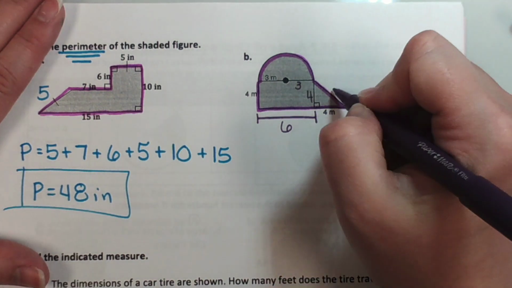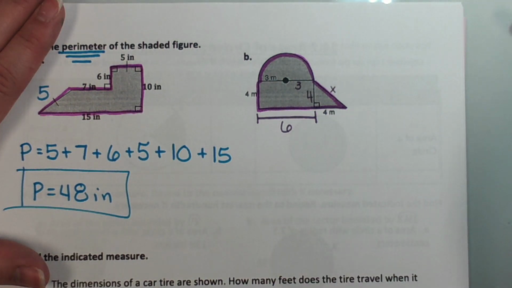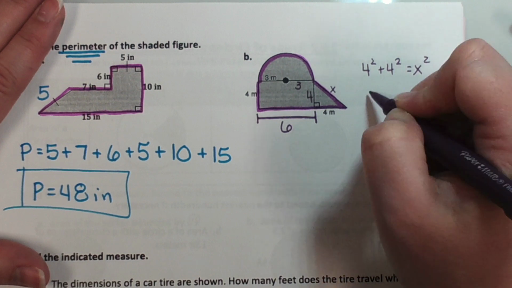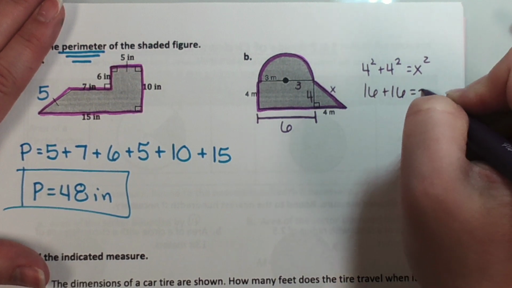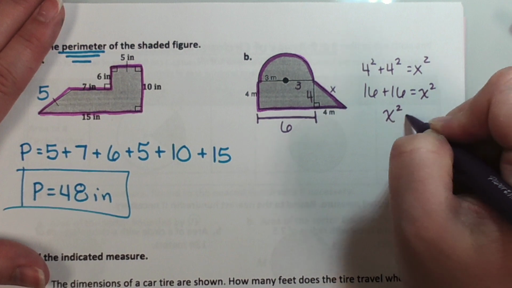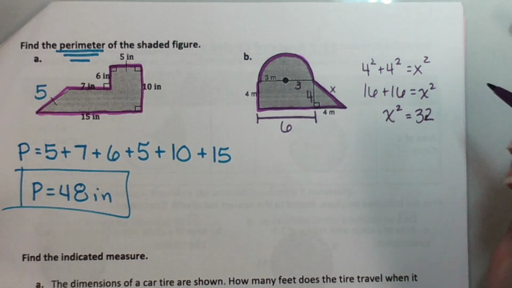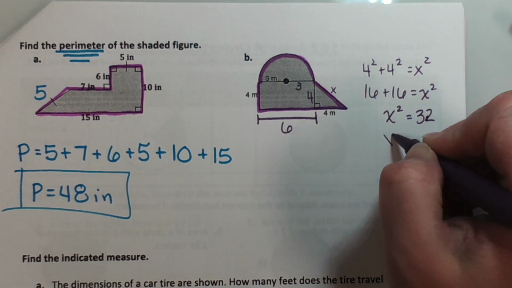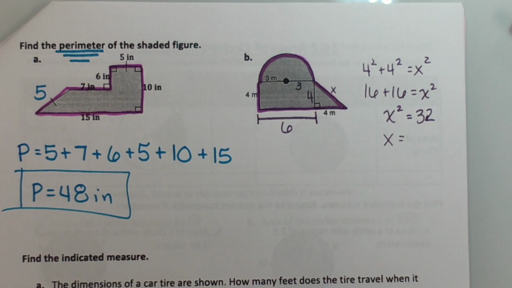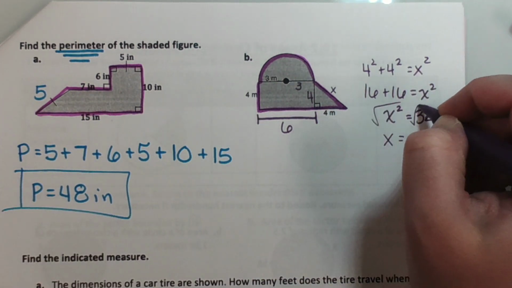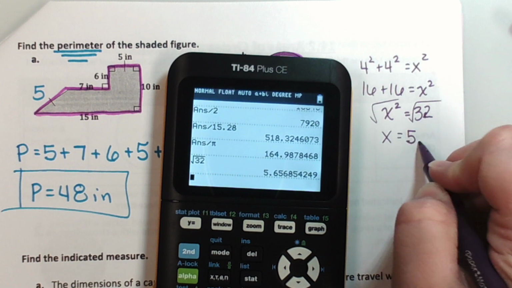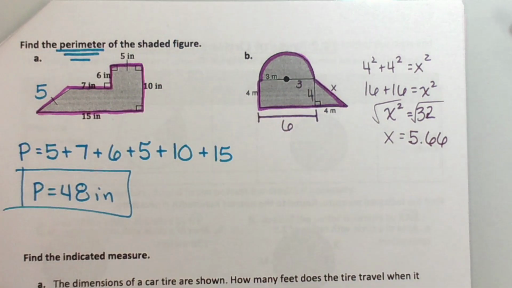So I could call that x and do the Pythagorean theorem. 4 squared plus 4 squared equals x squared. 16 plus 16 equals x squared. That's 32. It's not a perfect square. But what are we rounding to? Nearest hundredth. 5.66 is that distance.